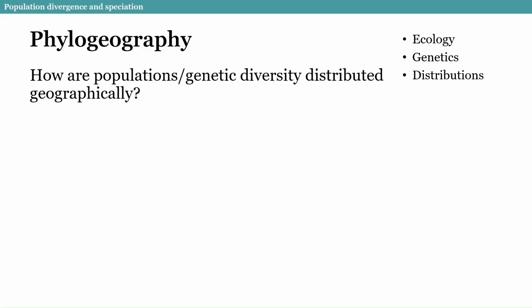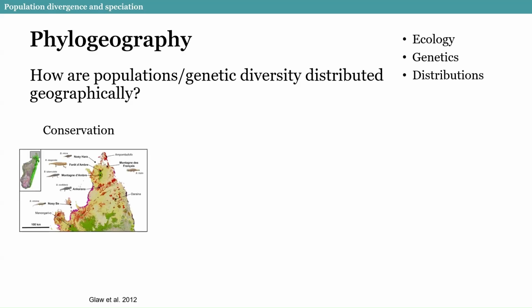All right, so as I mentioned, to study the speciation process, we want to know about the ecology, the genetics, the distributions of organisms. And phylogeography is really the field that unites these approaches. There's a bunch of reasons we potentially might want to know about this. It's pretty important for conservation. We need to know what species exist and where they live if we want to protect them. This is showing a whole bunch of micro-endemic chameleons in Madagascar.